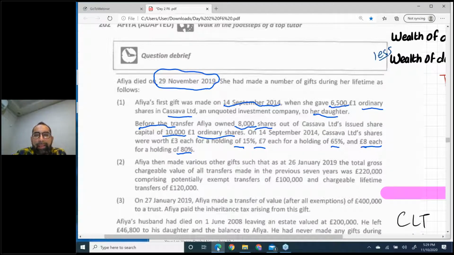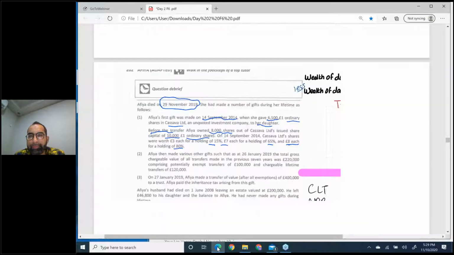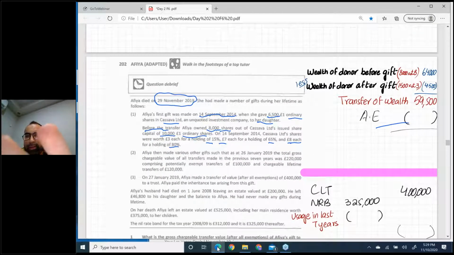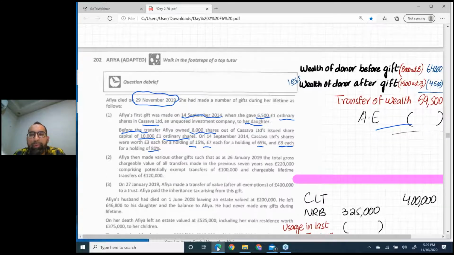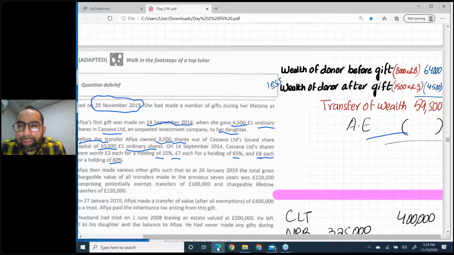Let's start. See the screen, the first line: wealth of donor before gift. Sorry, the writing is a little bit small. She already had 8,000 shares, and the worth of an 80% holding is £8 per share. So 8,000 times £8 is 64,000. Less: now wealth of donor after gift.